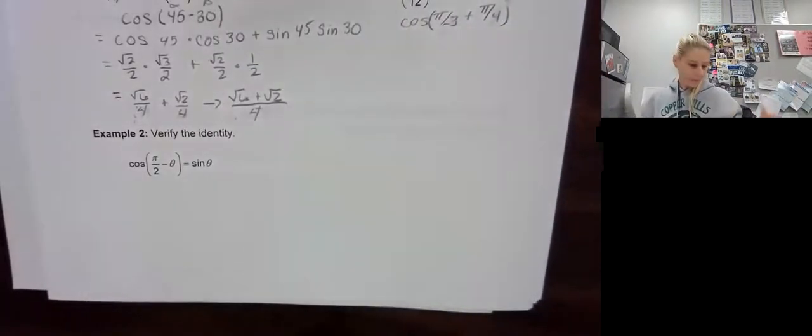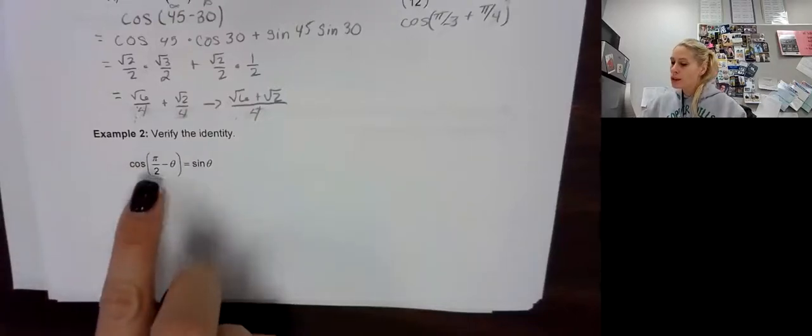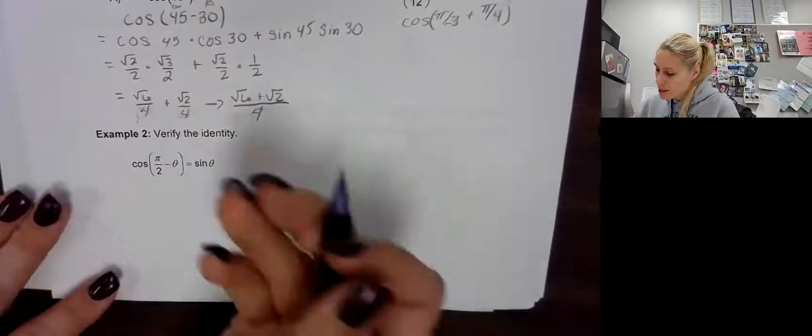All right, we good? All right, so now we're going to verify this identity. So this is a new identity we're working with. In other words, yeah, it's a new identity, but we can use our difference for cosine to prove this, okay? So the question is, does cosine of pi over 2 minus theta, is that the same thing as sine of theta? And it is, and we're going to show you. Remember, start with the left side because it's more complicated. We're going to use the difference identity for cosine to figure this out.